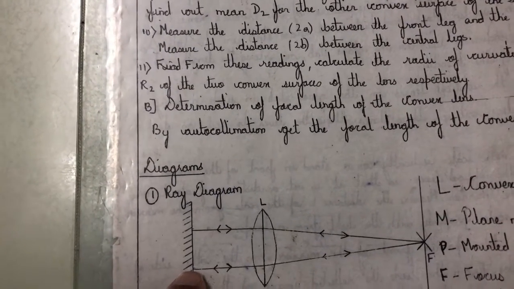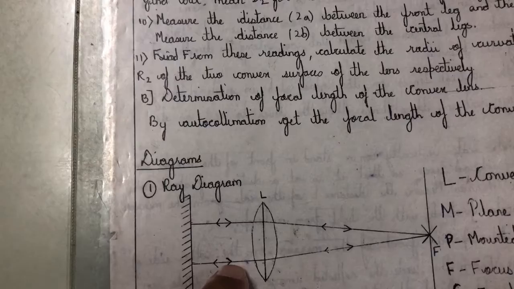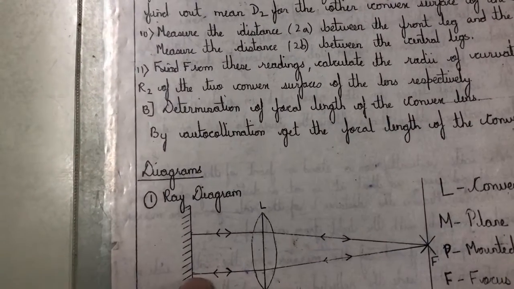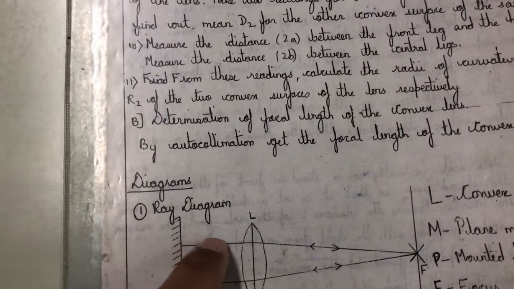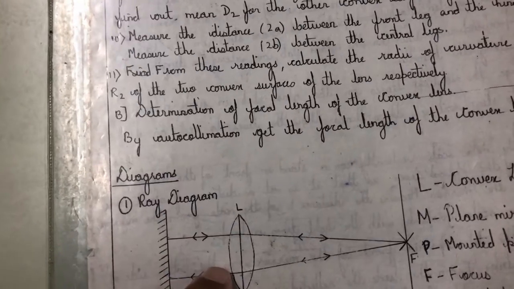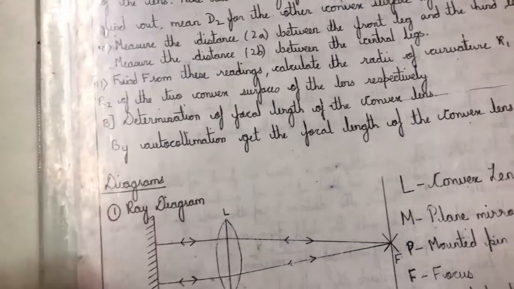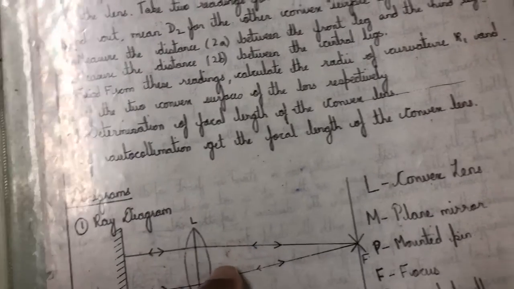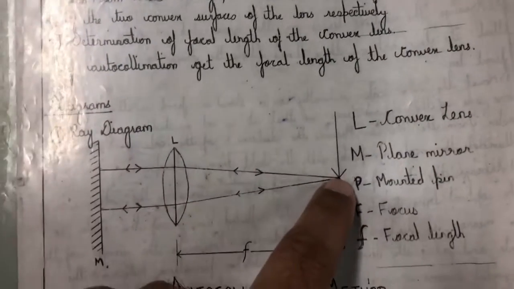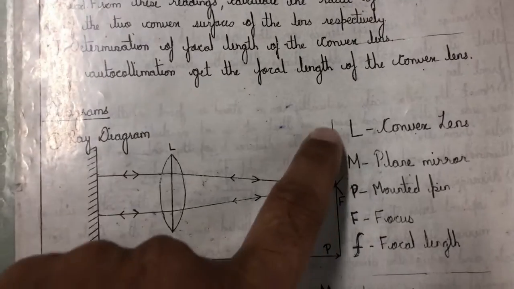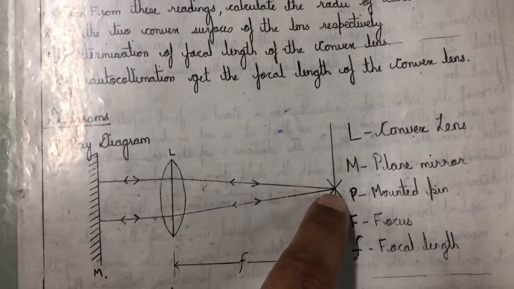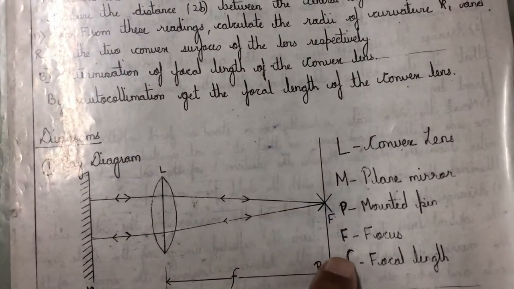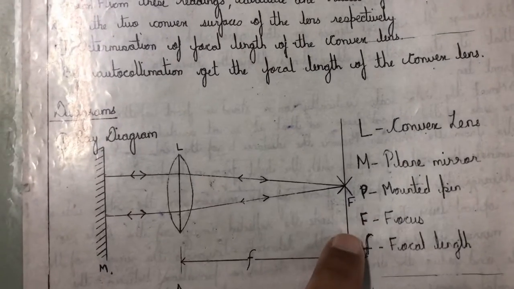So the rays will follow back the same path. The reflected rays will follow back the same path. Again, it is a parallel beam. This beam after refraction through the lens will converge at the focus point again, and we are getting an inverted image over here.